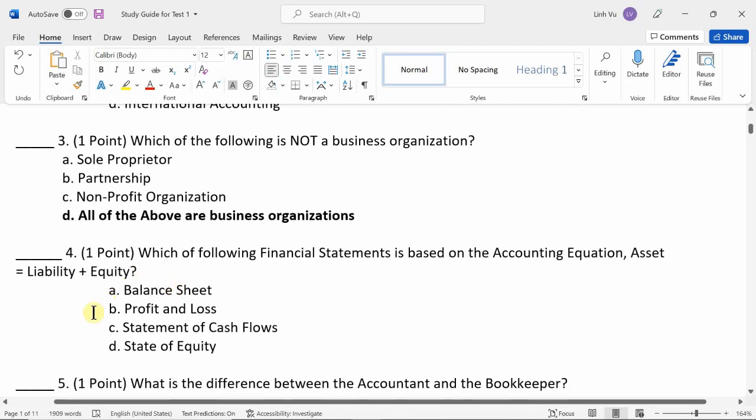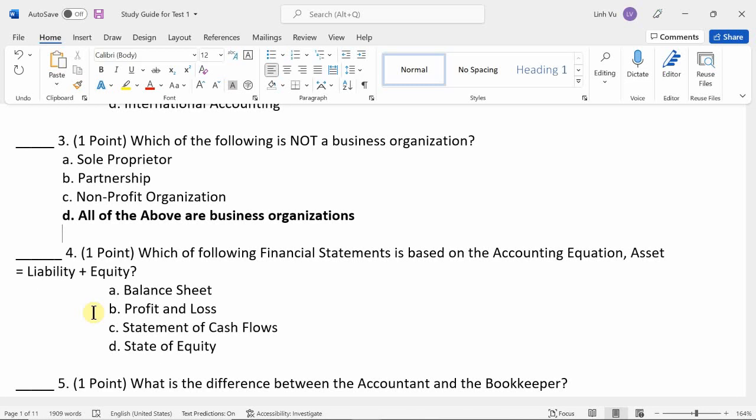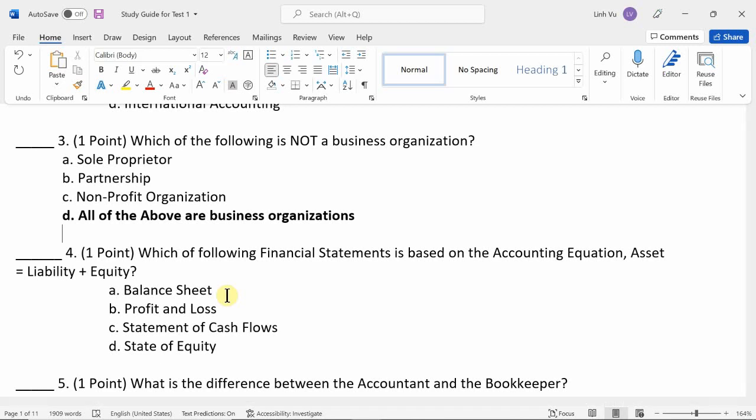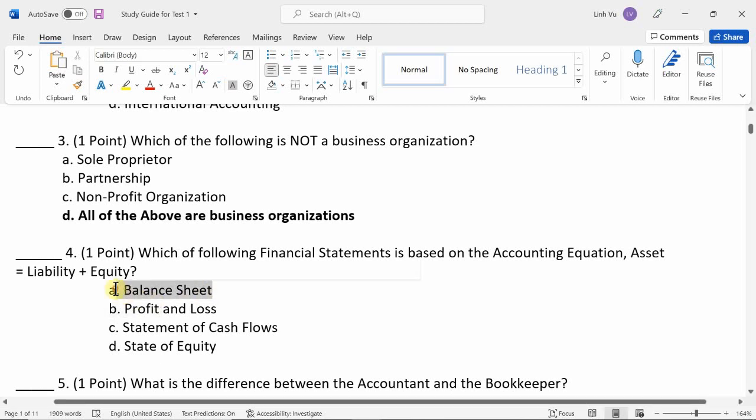Number 4, which of the following financial statements is based on the accounting equation? Assets equals liabilities plus equity. The balance sheet, right? Hence the formula. It has an equal sign on it, meaning you're going to have to try to weigh them so that they're equal to each other. This one's also a hidden feature, but you should get the general knowledge. If there's an equation going on, what are you trying to do? You're trying to balance the books. So in this case, the balance sheet is correct.